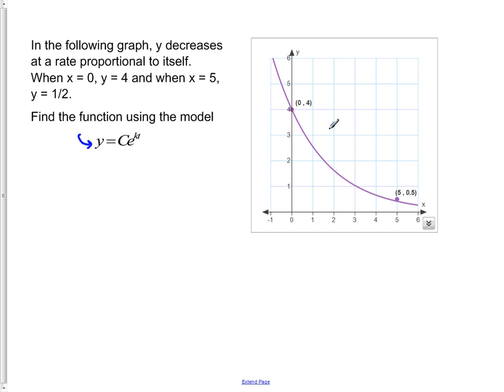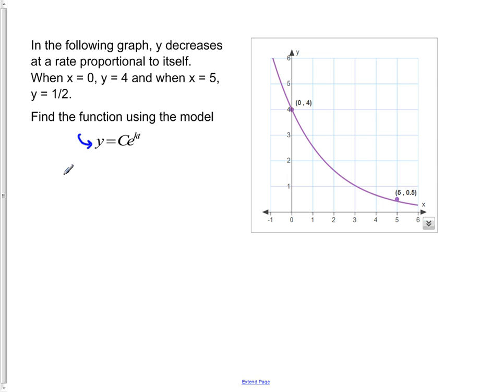So let's start with the assumption that we're given this curve y equals c e to the kt, and specifically in this case, what's going to happen is that when x is equal to 0, y is equal to 4, and when x is equal to 5, y is equal to 1 half. So what will that mean for us? Well, okay, let's go ahead and put this into perspective.